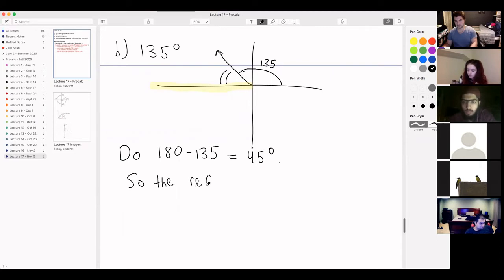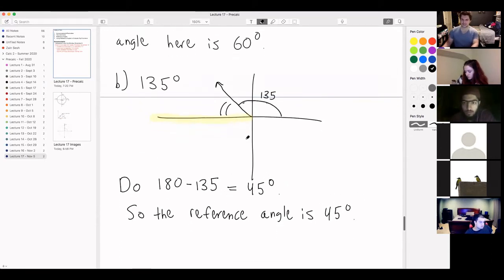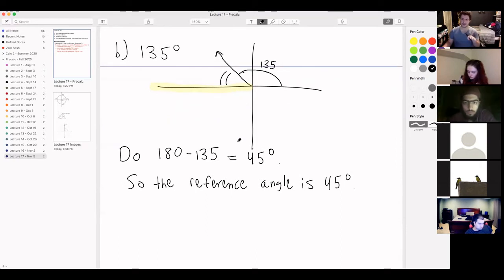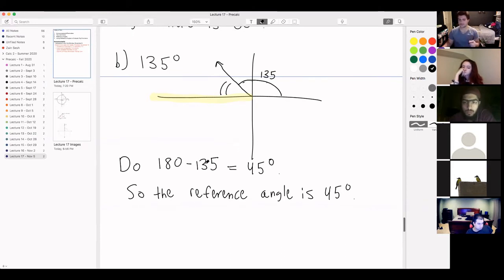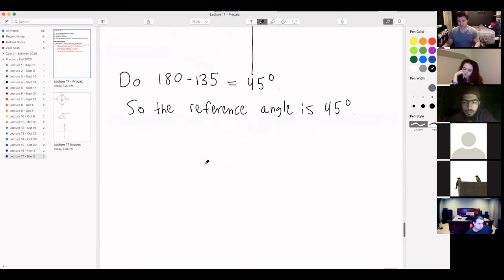Good. So the reference angle is 45. All right, so I hope everyone sees. I actually have a nice set of steps on how to determine the reference angle, depending on which quadrant it's in. That's going to come after these examples. So just in case you don't really see how it's 180 minus 135, I will have a set of steps for you guys. All right, let's do the next one.